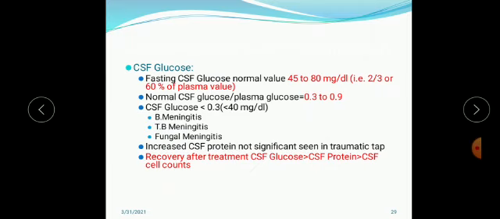CSF glucose normal value ranges from 45 to 80 milligram per deciliter, that is 2/3 or 60% of the plasma value, and the normal CSF glucose to plasma glucose ratio is 0.3 to 0.9.